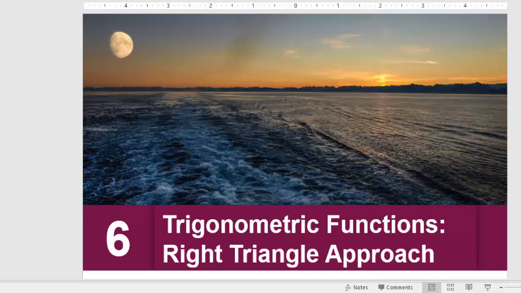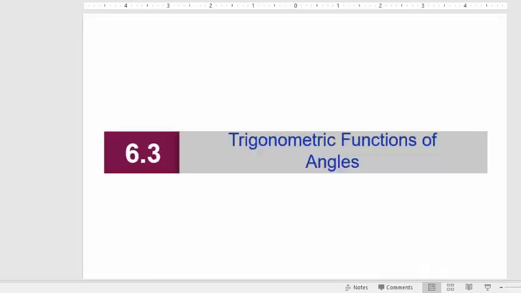We're still dealing with Chapter 6, which is the right triangle approach to looking at trigonometric functions. However, we're now into section 6.3, which deals with trigonometric functions of any angle. Before, we were dealing strictly with acute angles because those are the angles of the right triangle, but now we're going to look at trig functions of any angle.